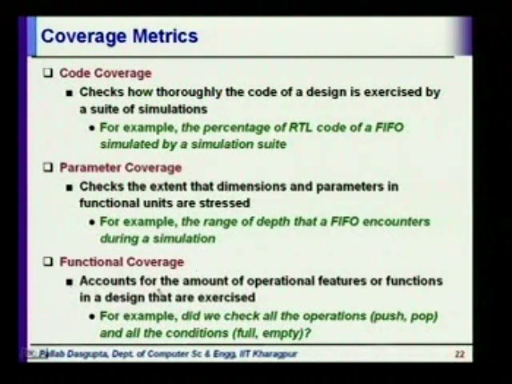Functional coverage accounts for the amount of operational features or functions in a design that are exercised. For example, we want to see whether we checked all the operations like push and pop for the FIFO, and all the conditions like full and empty, that is, whether the queue is full or whether the queue is empty, and whether we checked all those cases. This last part is typically manually enumerated, and then you write coverage monitors to track the coverage of each of those items. We will see how we do that.